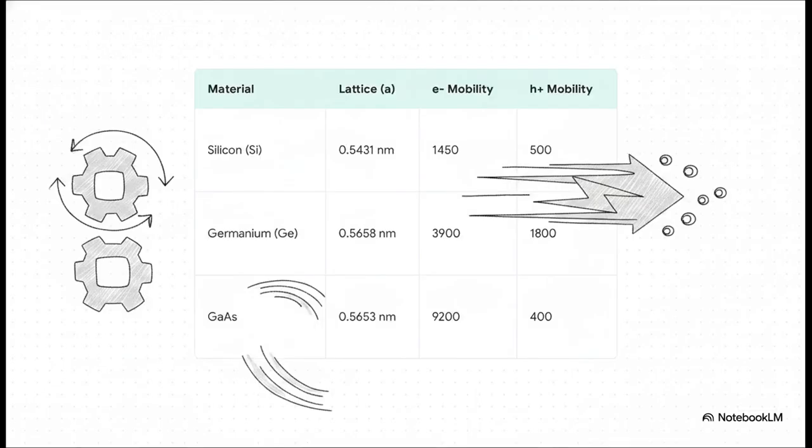But beyond just band gaps, we also have to look at mobility, which is how fast those electrons and holes can actually move through the material. Silicon is our reliable everyday workhorse for sure, but check out that incredibly high electron mobility in gallium arsenide. That specific property is exactly what dictates which material engineers grab when they need to build ultra-fast, high-frequency devices.